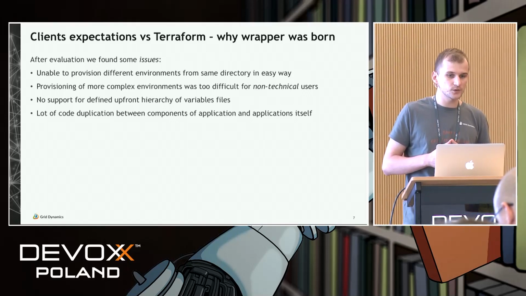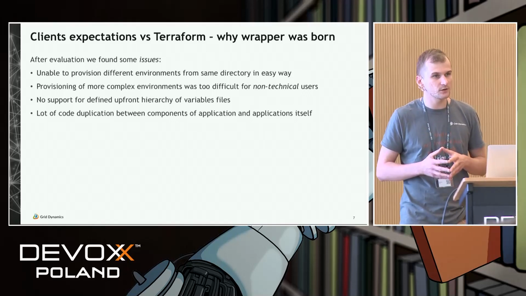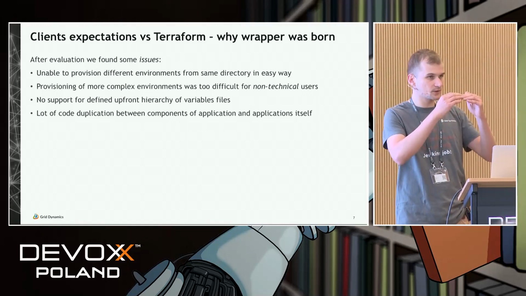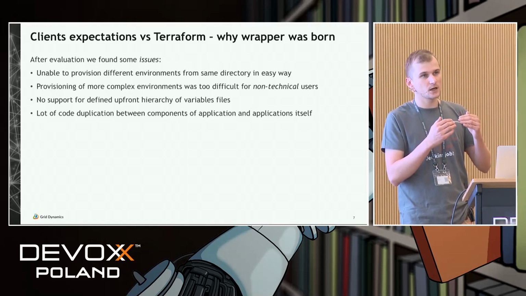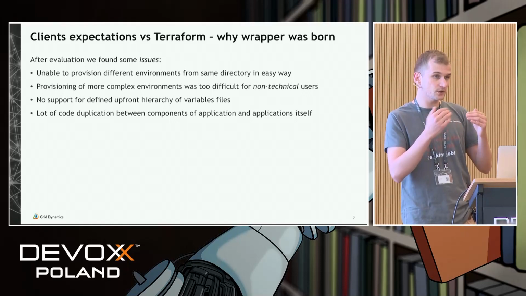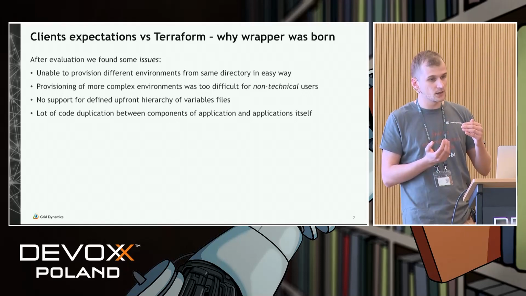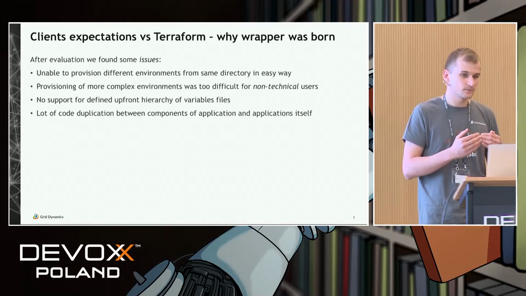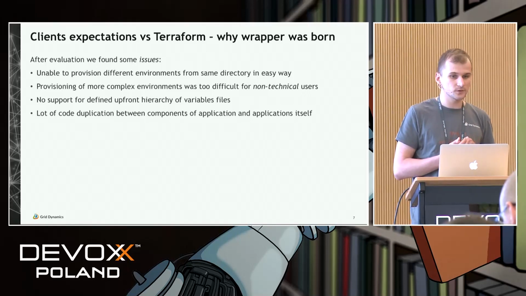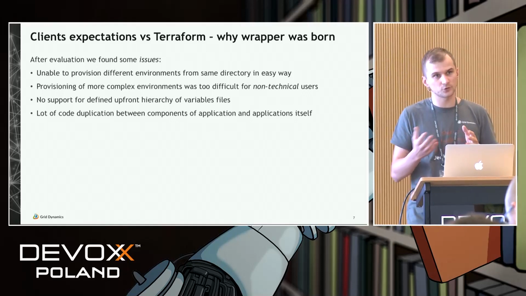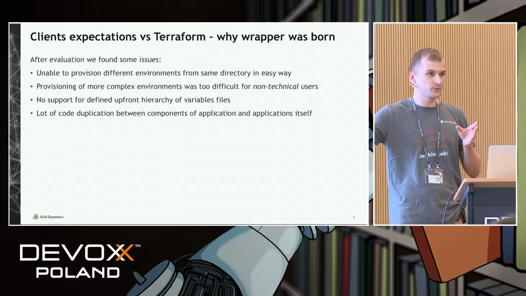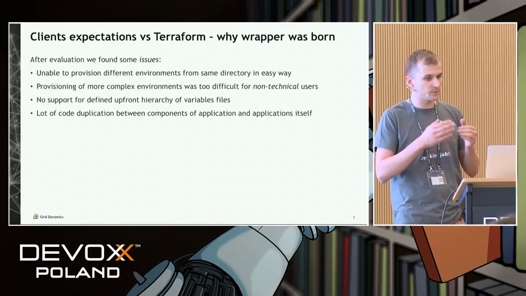It was not supporting the upfront defined hierarchy of variables files. Client wanted to have the definition of hierarchy of files from which variables would be inherited and overwriting the lower priority variables. So it was not supported by default by the Terraform. And again, of course, you could use the vars file and provide few of them, but it was not upfront defined.